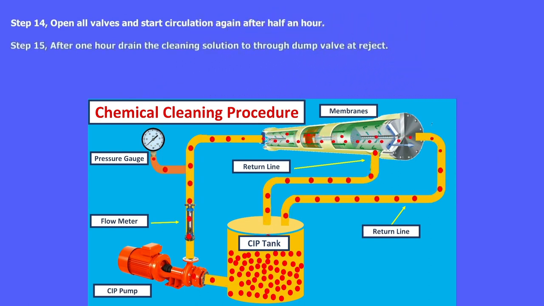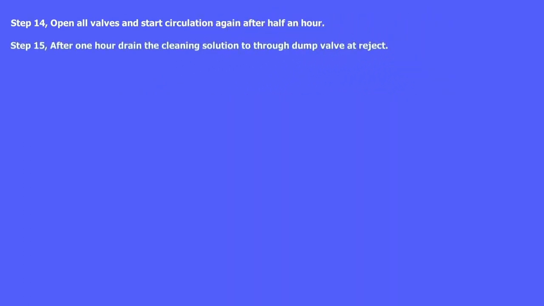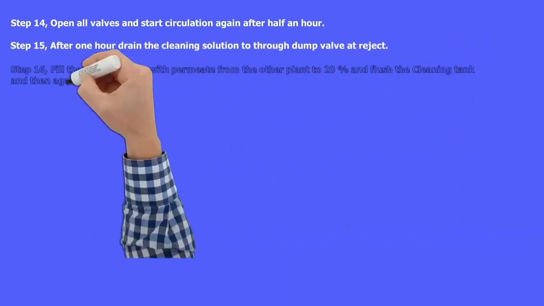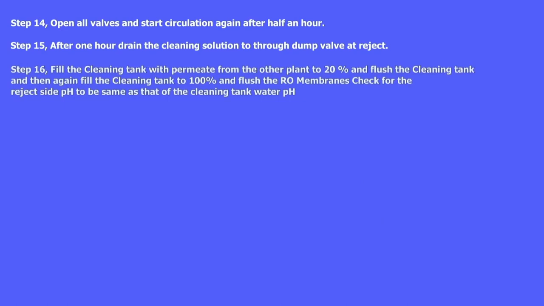Step 15. After 1 hour, drain the cleaning solution through the dump valve at reject. Step 16. Fill the cleaning tank with permeate from the other plant to 20% and flush the cleaning tank, and then again fill the cleaning tank to 100% and flush the RO membranes for both stages. Check for the reject side pH to be the same as that of the cleaning tank water pH.